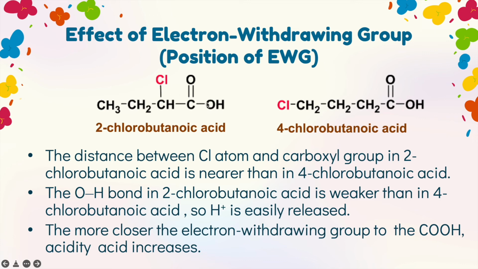The ability to withdraw the electron towards the Cl is stronger than the ability for this one because this is further. So the OH group in 4-chlorobutanoic acid, this OH bond is stronger than this OH bond. This OH bond is weaker. So that is what makes the H plus easily released in 2-chlorobutanoic acid. We can conclude that the closer the electron withdrawing group to the COOH, the acidity of the acid increases.